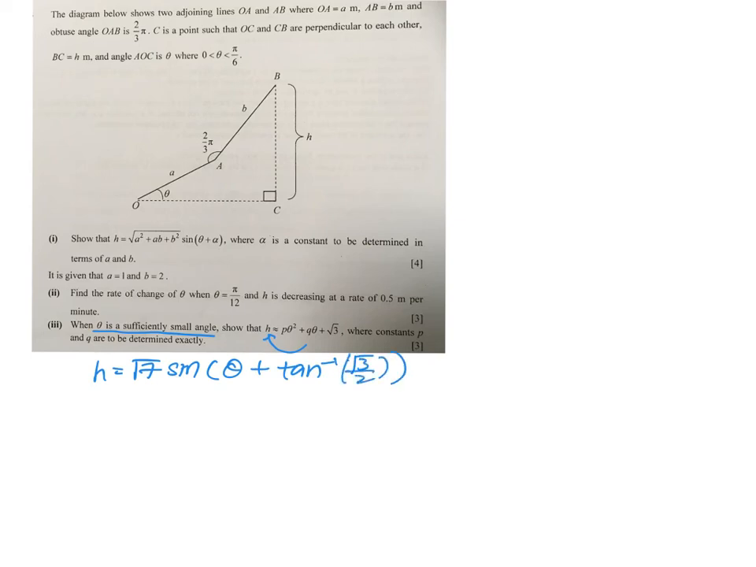In this expression, please take note that theta plus tangent inverse root 3 over 2 is not considered a small angle. You cannot apply the small angle approximation directly onto it. There are quite a few of you who actually did that, which shows that you are unaware of the conditions before you can apply the small angle approximation. So what we have to do is break up the angle. How do we break it up? We will make use of the compound angle formula from MF26.